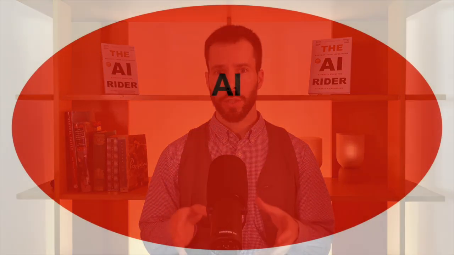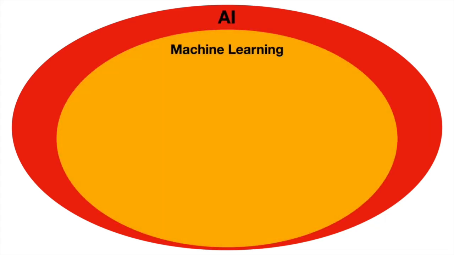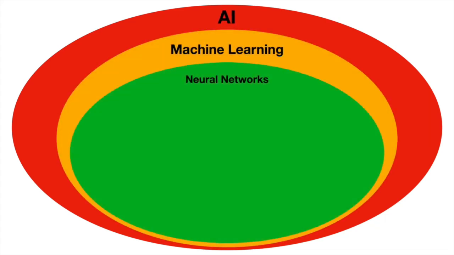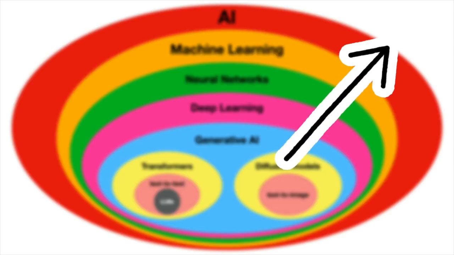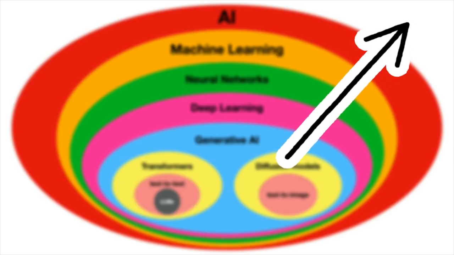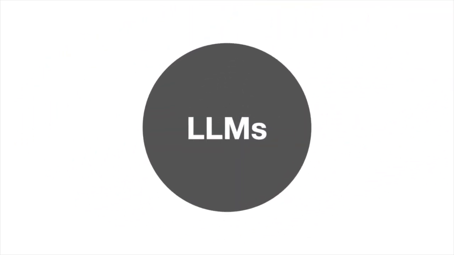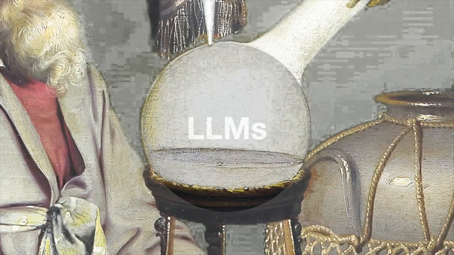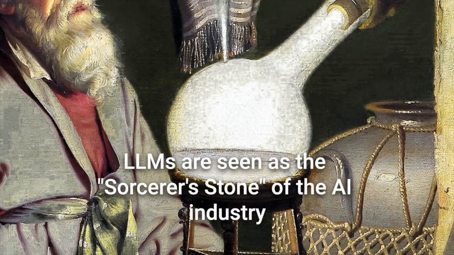In part 1 of this video guide, we began with the overarching buzzword of AI, and then went through the series of Russian dolls until we reached the large language model. The link is here in the right hand corner in case you want to watch it. This second video builds on that. As we saw, the LLM is the type of artificial intelligence that powers apps like ChatGPT. But we also saw how LLMs are a bit like the sorcerer's stone of the AI industry.